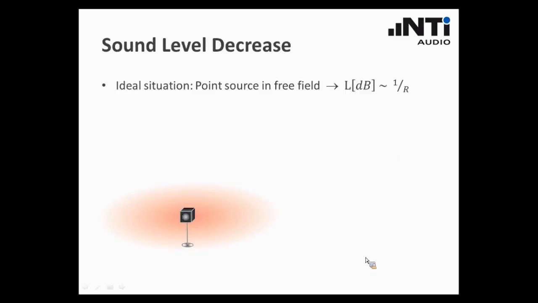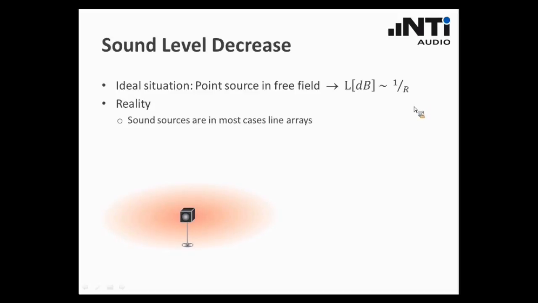Another question that is frequently asked is the relation between the level and the distance. By what amount does the level decrease if I go away from the sound source? Well, in an ideal situation where we have a point source in a free field, we would say that doubling the distance would cut the level by half. So the level is inversely proportional to the distance, where R is the distance from the sound source. So doubling the distance would mean minus 6 dB in the level.